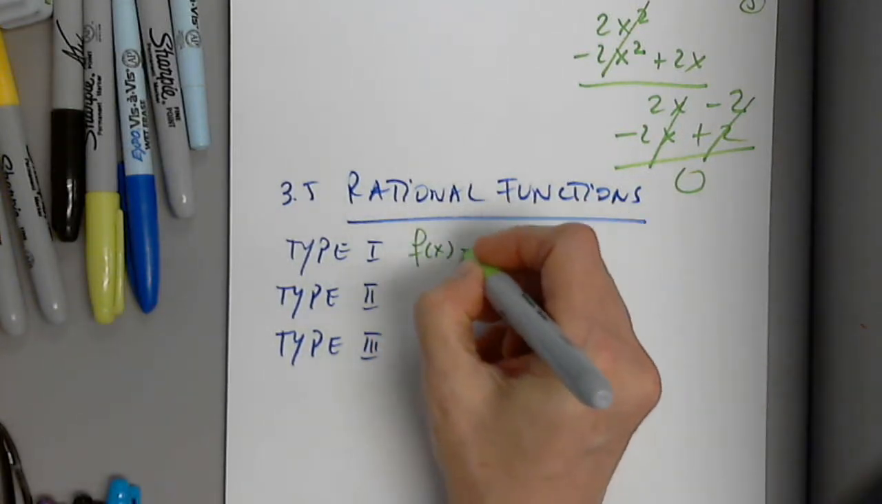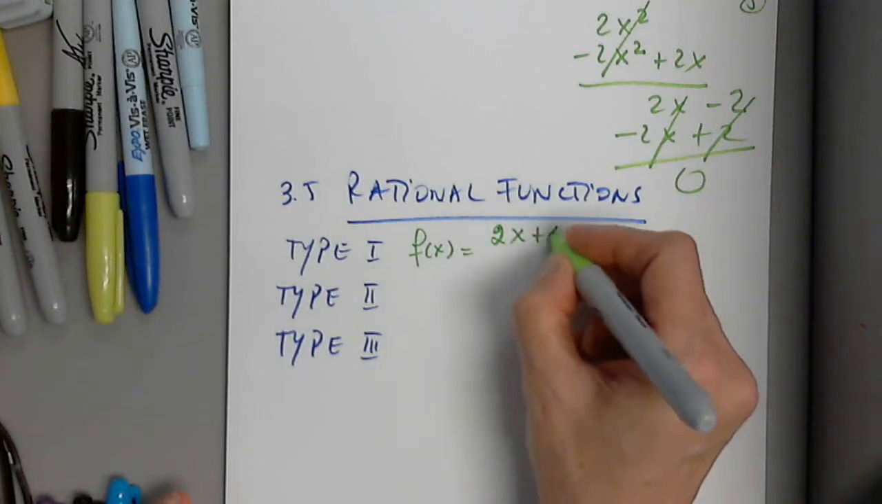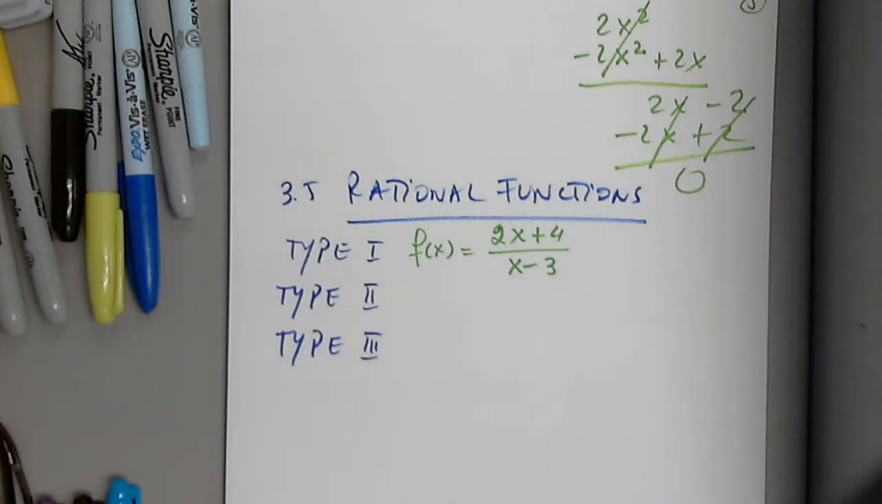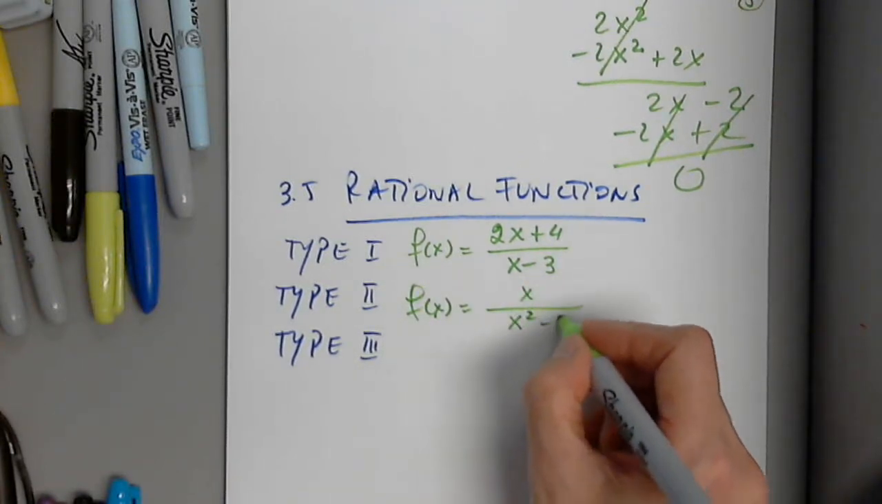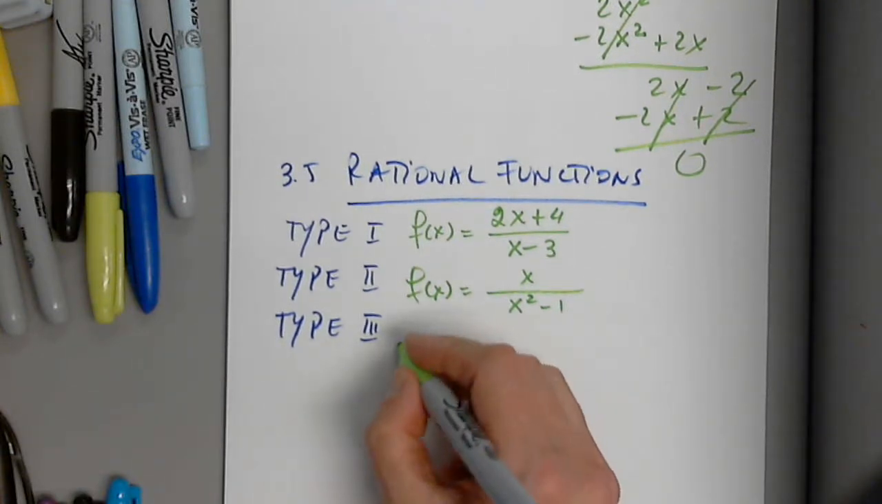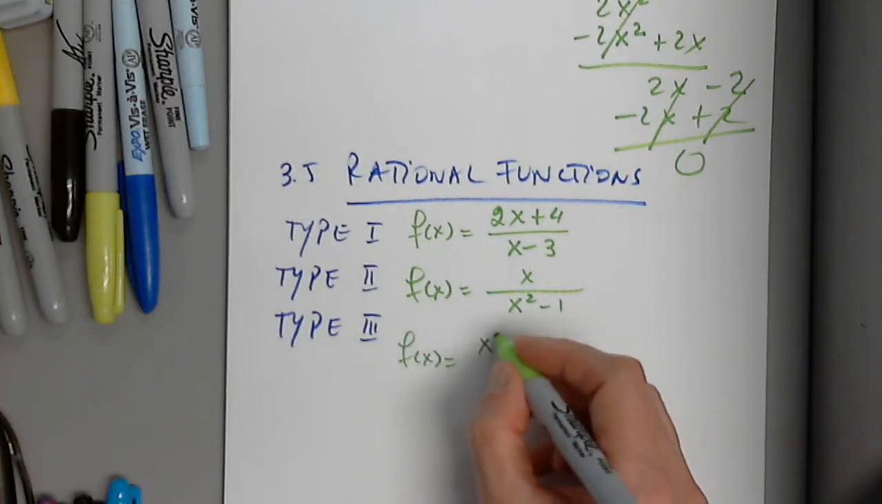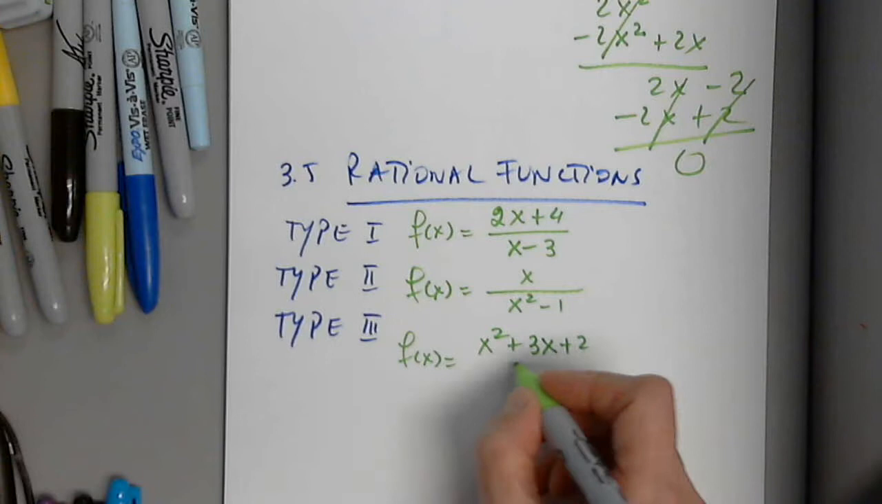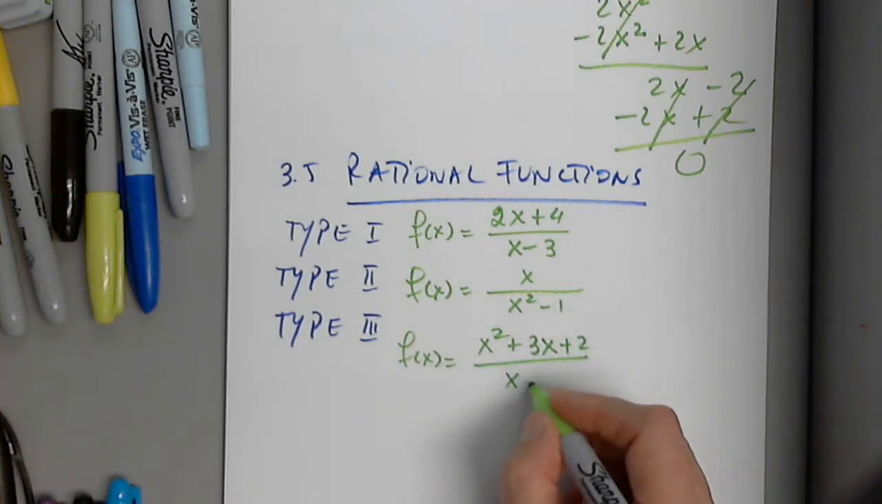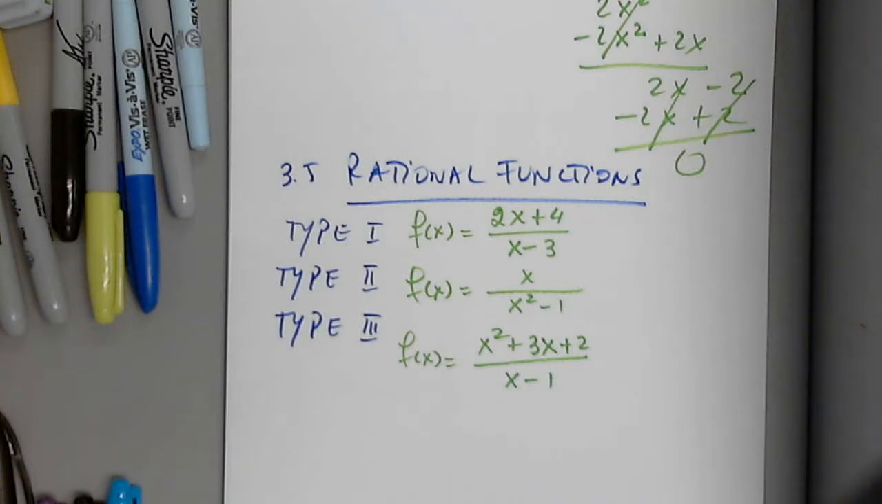So here's an example of type 1: 2x plus 4 divided by x minus 3. Here's an example of type 2: f of x equals x divided by x squared minus 1. And here's an example of type 3: f of x equals x squared plus 3x plus 2 divided by x minus 1. How did I come up with this, and what does this mean? And how do we know which one is type 1 and why this is in type 1, why this is in type 3? Okay, so let's take a look at the first one.